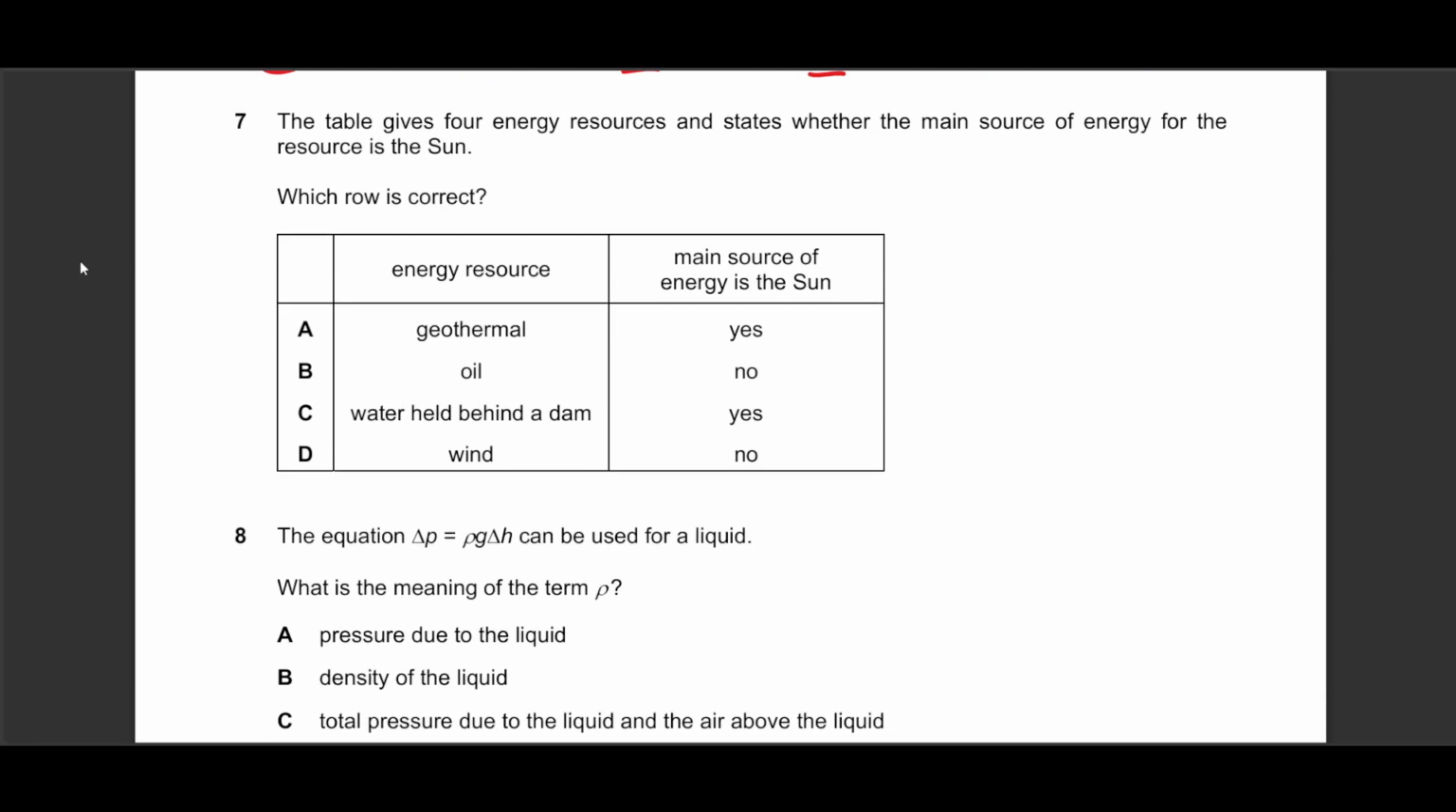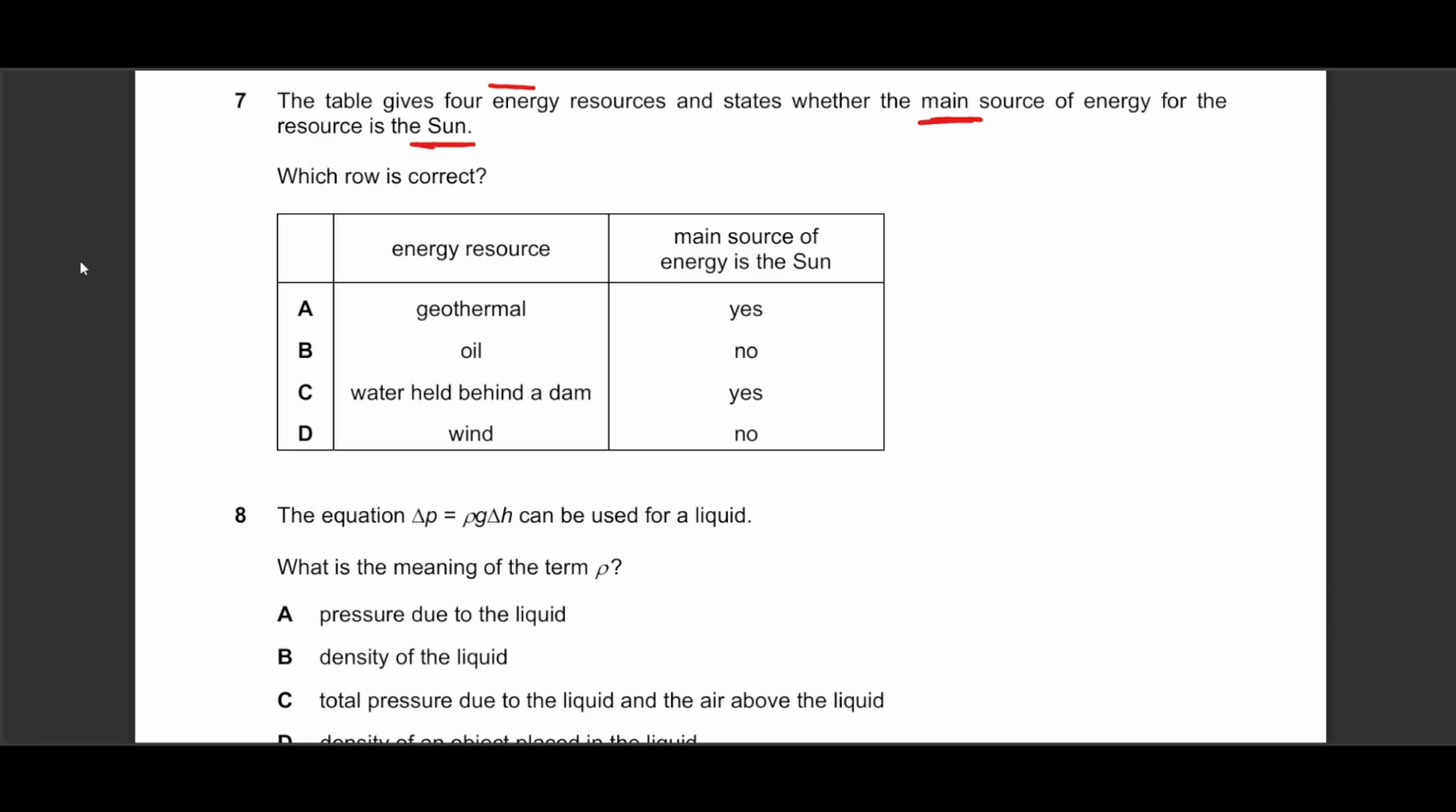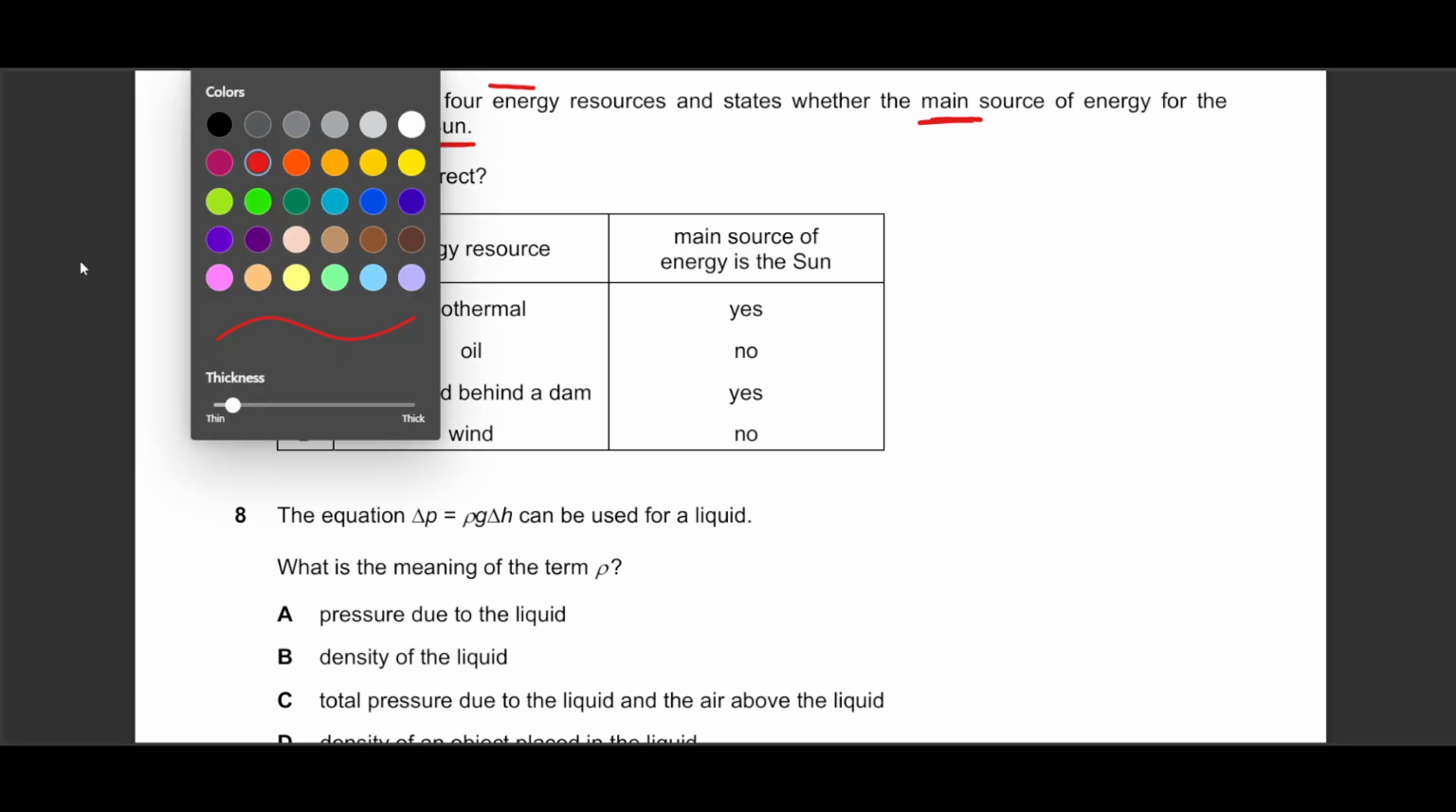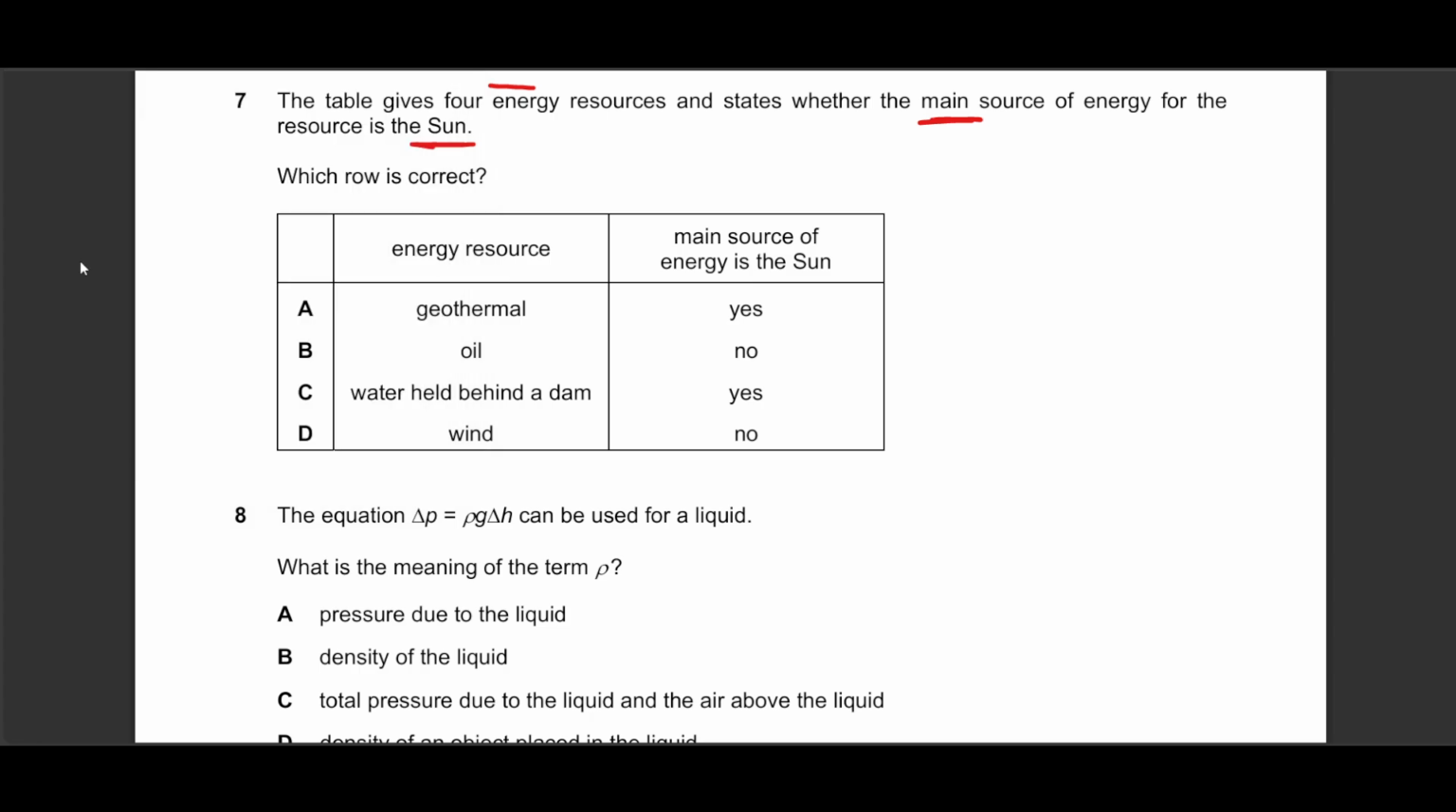Question 7, he says, which table gives 4 energy sources and states of matter? Okay, source is the sun, the main source. Now this is generally sometimes a tricky question, but we understand that most of the sources on the earth, or most systems that are producing energy, they actually exist because of the sun. So geothermal, the main source is the earth's core itself. So the sun is not the source. Main source of oil, again, the main source was not the sun, but the fossils or the dead animals that actually got pressed between the layers of mountains.